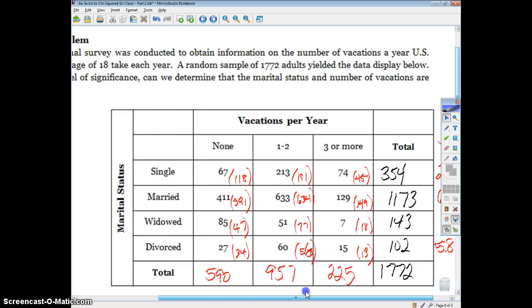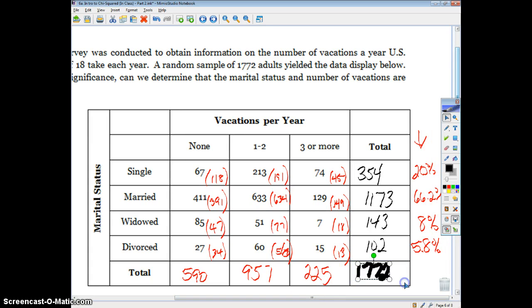Okay, so now, as you can see, we had 1,772 people partake in the study. 354 of them were single, which is approximately 20%. 1,174 were married, which is 66.2%. 143 widowed, that's 8%, and 102 out of the 1,772, that's 5.8%, were divorced. Okay? The red numbers indicate the expectation.